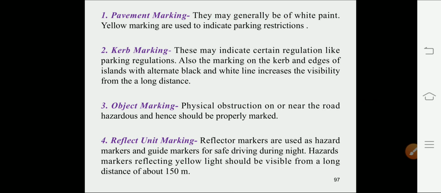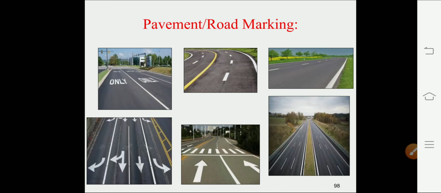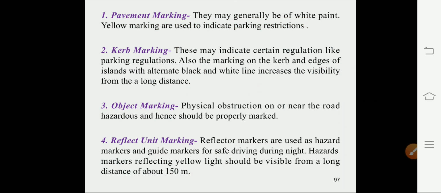Then what is pavement marking? They are generally painted with white color. Yellow markings are used to indicate parking restrictions. Okay, like this many a times you might have seen also. White gives you the indication for the movement, whereas red is the restricted area.